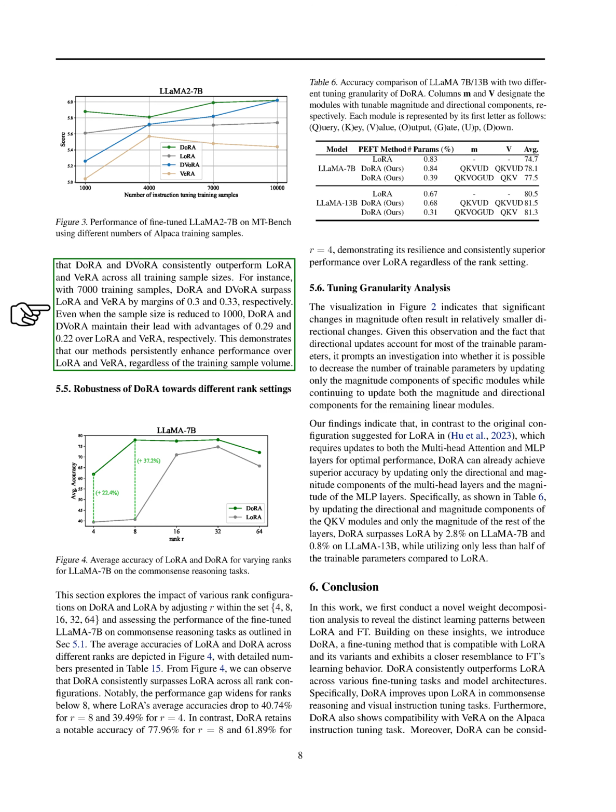For example, with 7,000 samples, DoRA and DoRA-VeRA surpass their counterparts by margins of 0.3 and 0.33, respectively. This trend holds even with as few as 1,000 samples, where DoRA and DoRA-VeRA maintain their lead. These findings underscore our method's ability to consistently improve performance over LoRA and VeRA, regardless of the training sample volume.